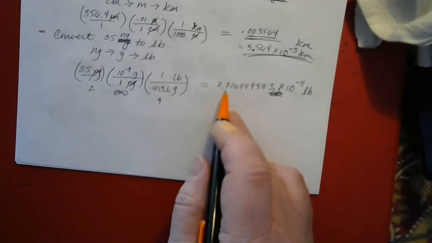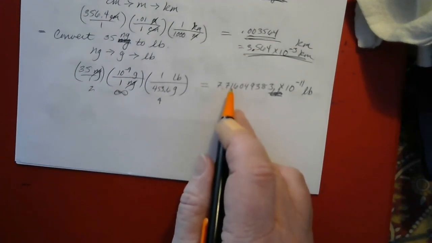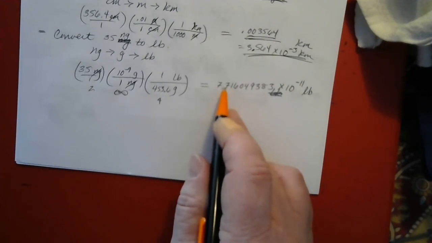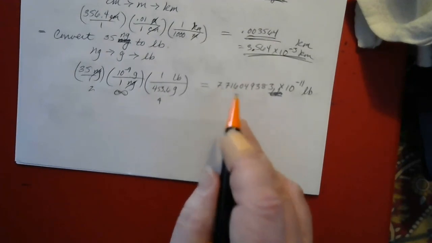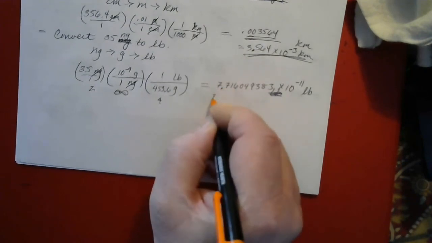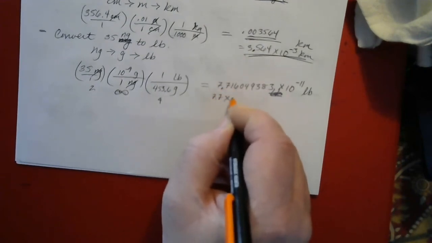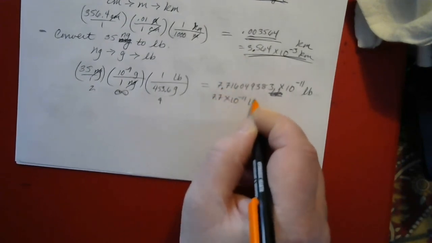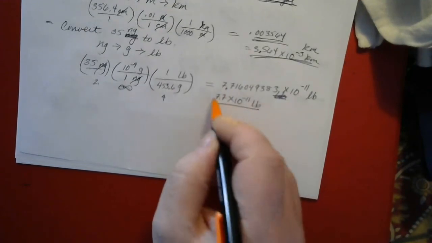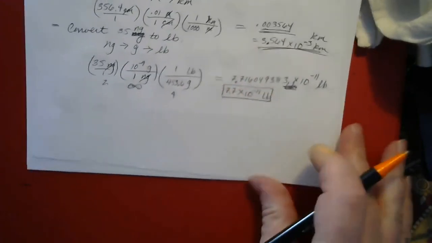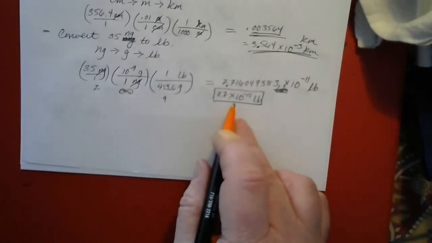So this is going to have to be 7.7. And then you drop everything from the 1 on. Since the first number we're dropping is less than 5, the numbers before it can remain the same. And so that becomes 7.7 times 10 to the minus 11 pounds. And that is your final answer to the correct number of significant figures.